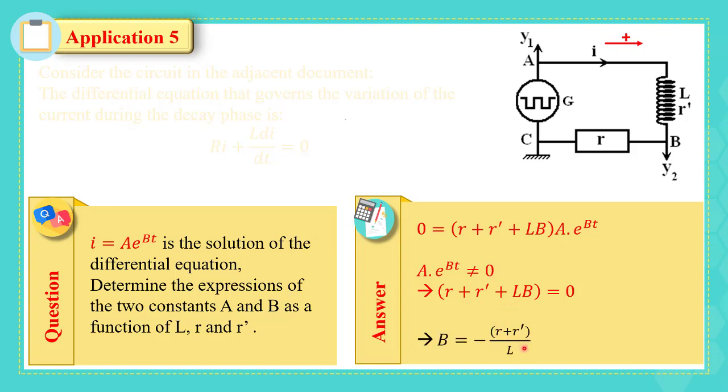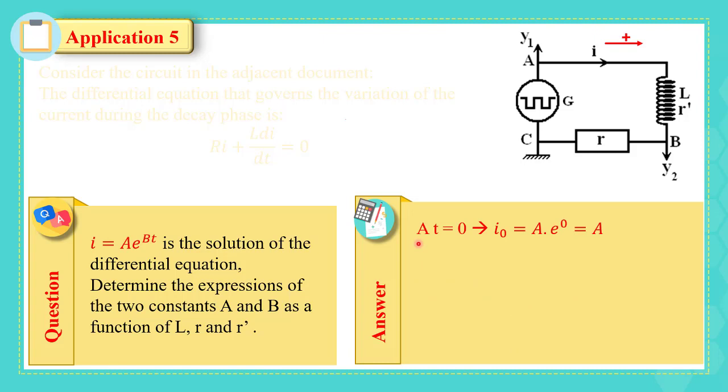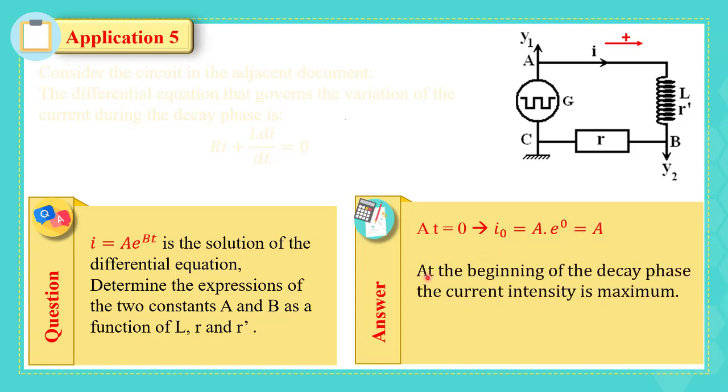Now, in order to determine the expression of A, we will use the initial condition. In this case, at t equals 0, i0 equals A e to the power 0, which is equal to A. So A equals i0, which was the value of the current at the beginning of the decay, which will be equal to I maximum. So A equals I maximum.